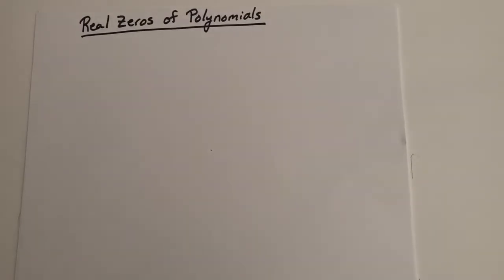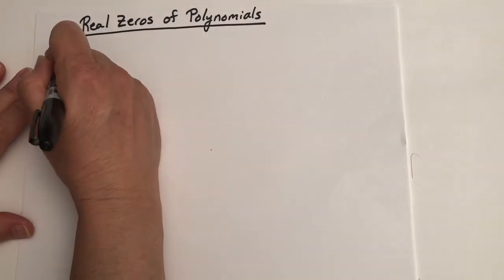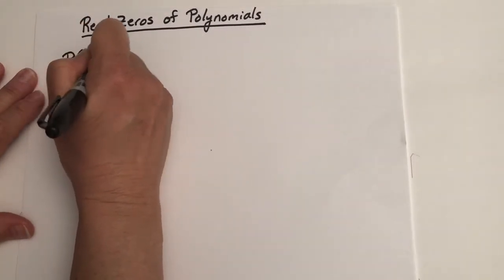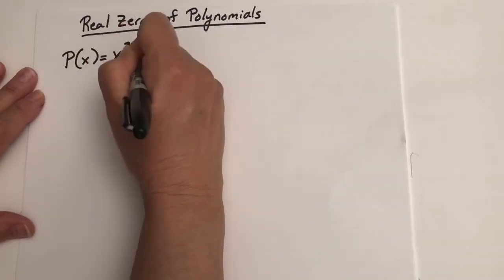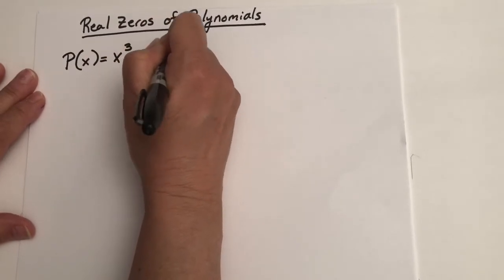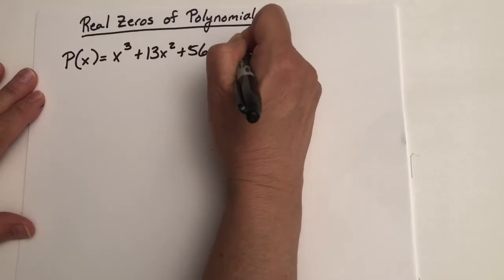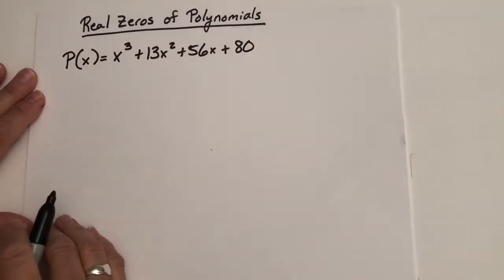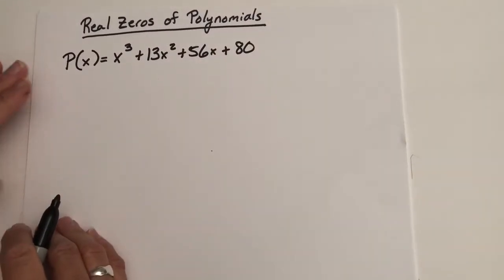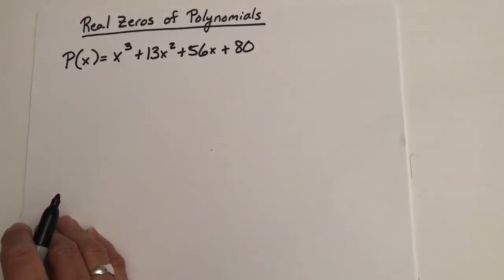Let's discuss real zeros of polynomials. Before we get to the real zeros, though, let's start with rational zeros. And we're going to start with this polynomial, P of x equals x cubed plus 13x squared plus 56x plus 80. And I'd like to find the zeros.